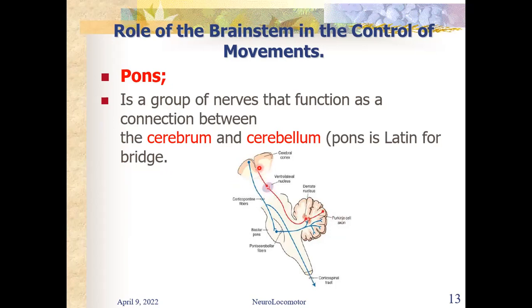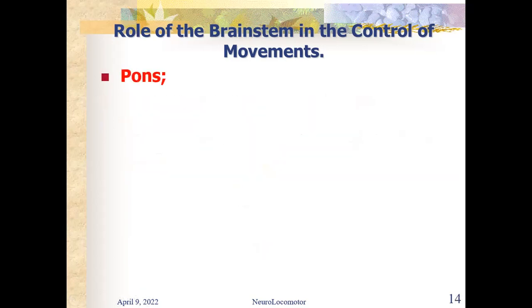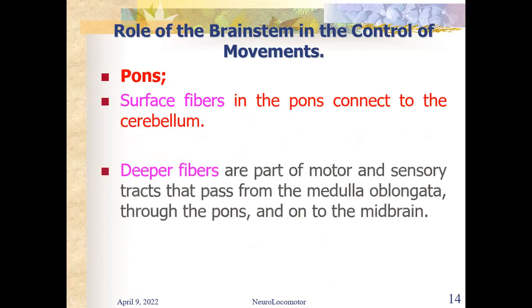So that is the dento-rubro-thalamic cortical tract. That is what we have explained there now. For the pons, the surface fibers connect to the cerebellum, like we have seen there, and the deeper fibers are part of the motor and sensory tract.